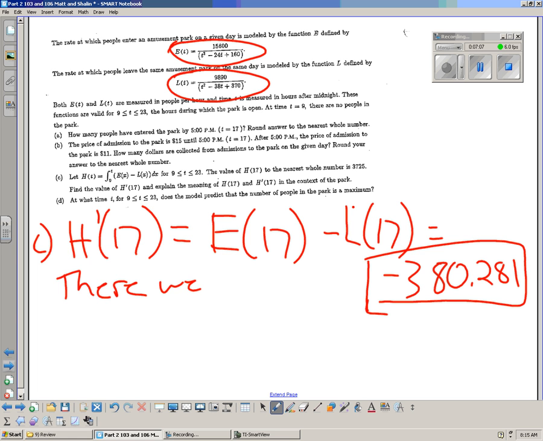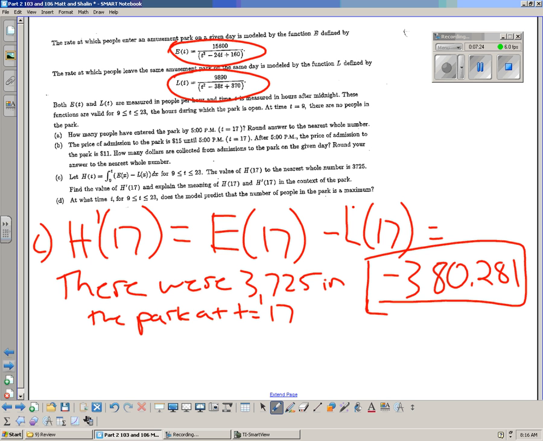So you need to include that because they want to know exactly where you're talking. So there were 3,725 people in the park at t equals 17. All right, that's explaining what h of 17 is.